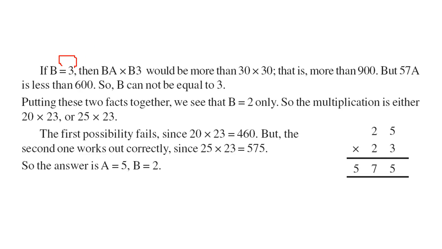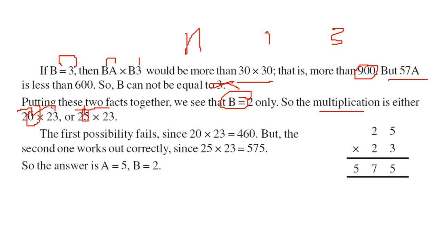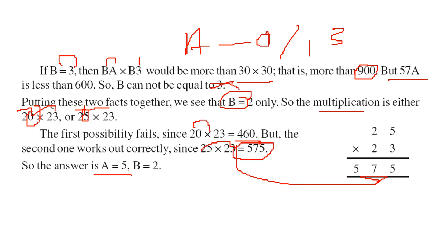So let us take b equal to 3. Now ba into b3, let us take 30 into 30; we go up to 900. But 57a is less than that, so b cannot be equal to 3 also. So b equal to 2. The multiplication can be either 20 into 23 or 25 into 23, because a has the option 0 or 5. Let us take 20 into 23, you get 460. Let us take 25 into 23, you get exactly 575, which is required. So a is 5 and b is equal to 2.